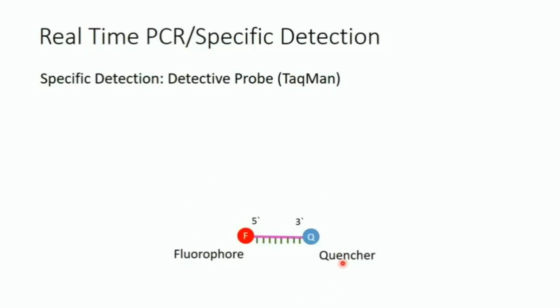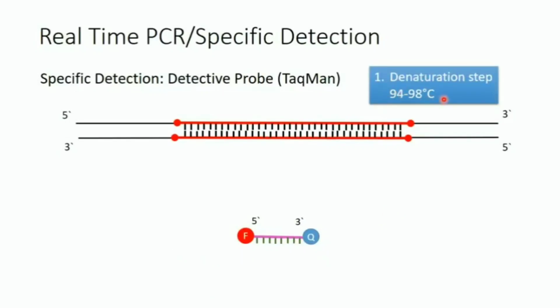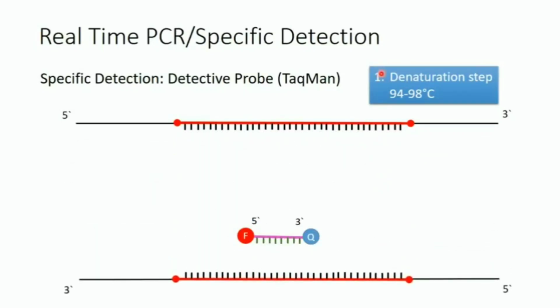So let's say we have our double-stranded DNA, and we want to perform PCR. So the first step of the thermocycle is the denaturation, in which we increase the temperature. So the hydrogen bonds between the nucleotides will be denaturated, and then the two strands of DNA will be separated from each other. So this is the first step of PCR.